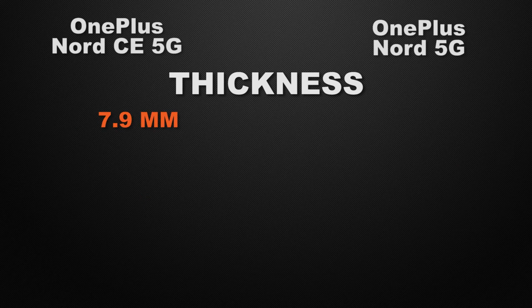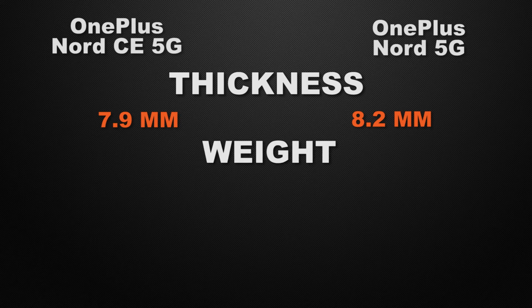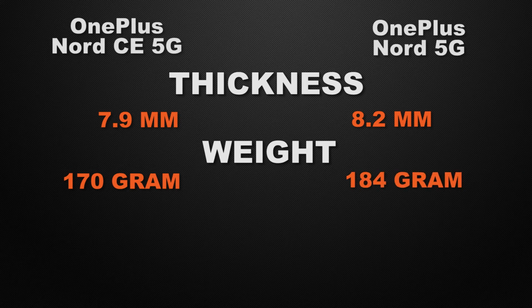Nord CE has 7.9 mm of thickness, whereas Nord has 8.2 mm of thickness. So the winner here is Nord CE because it has a slimmer body. Talking about the weight of the devices, Nord CE comes with 170 grams of weight, whereas Nord comes with 184 grams of weight. So the winner here is Nord CE because it has lower body weight.